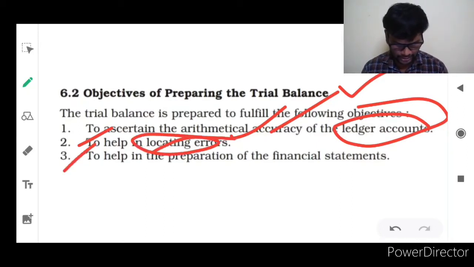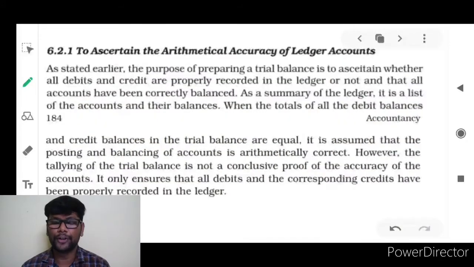And the third one is to help in the preparation of financial statements. It is the base to prepare the trading account, profit and loss account, and balance sheet. This you will study in the second volume. The first objective of a trial balance is to ascertain the arithmetical accuracy of ledger accounts.